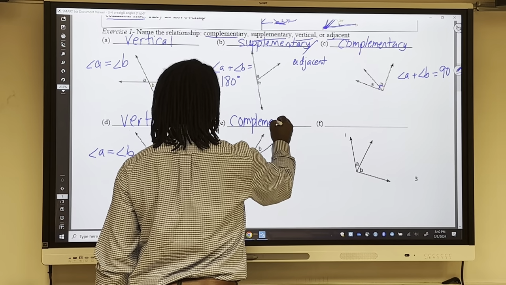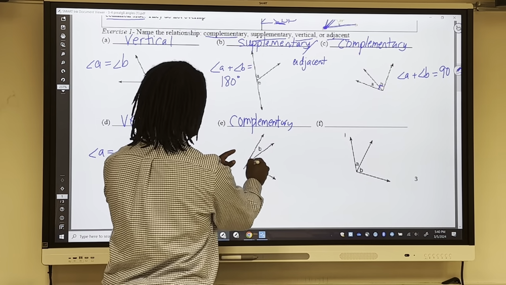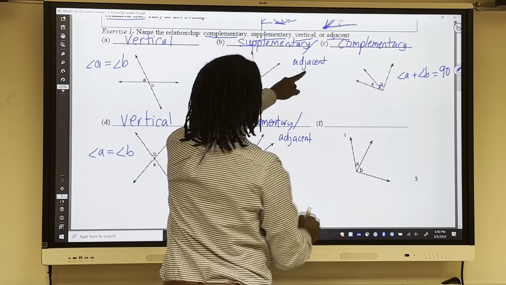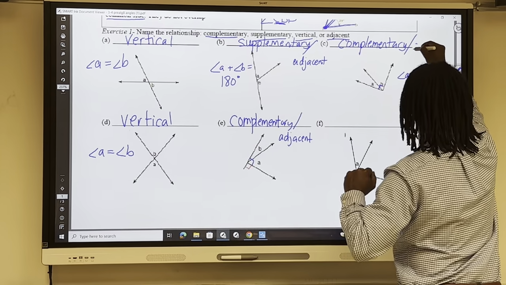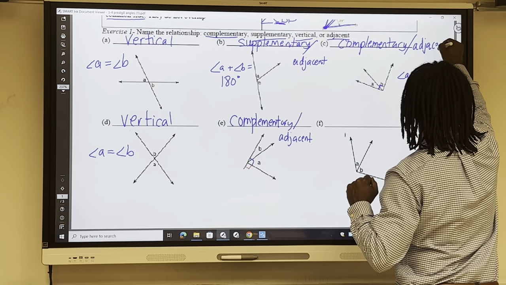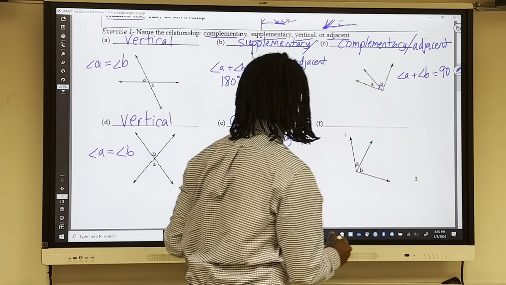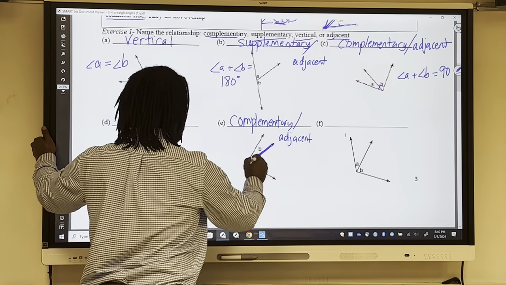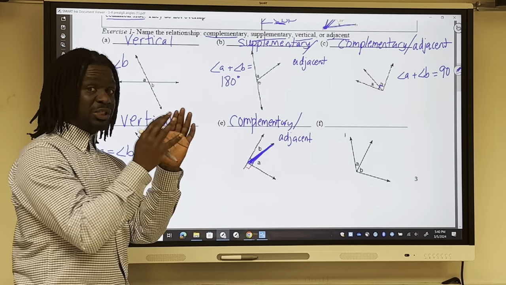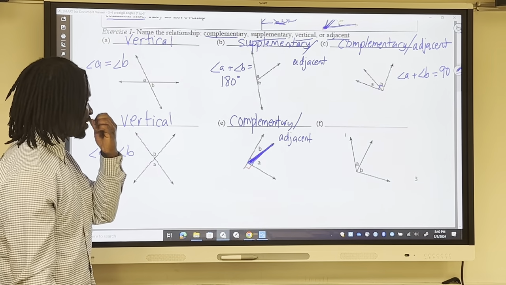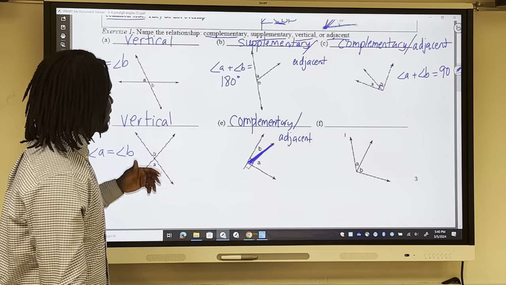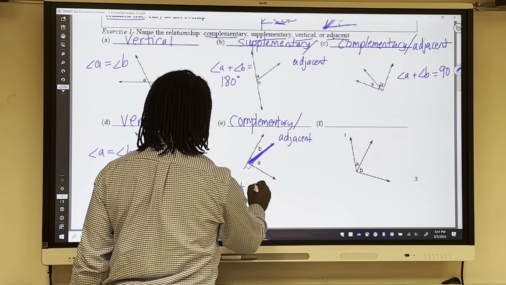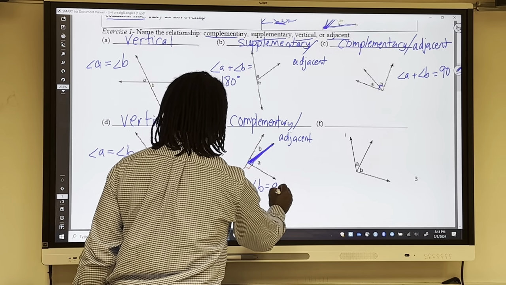Again, I also forgot to say these are also adjacent. Same thing with letter C. Sorry, forgot to say, this is also adjacent. Why are both of these adjacent? Because they share this side right here. They both have this side, and they're touching. Whenever they're touching, they are adjacent angles. So in this case, because they're complementary, angle A and angle B is equal to 90.